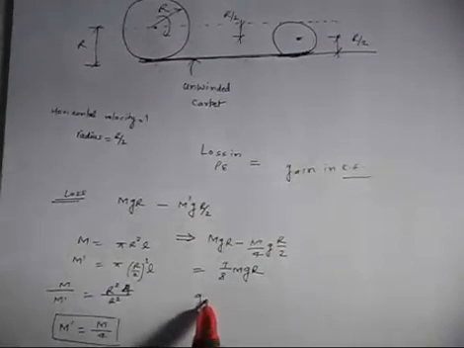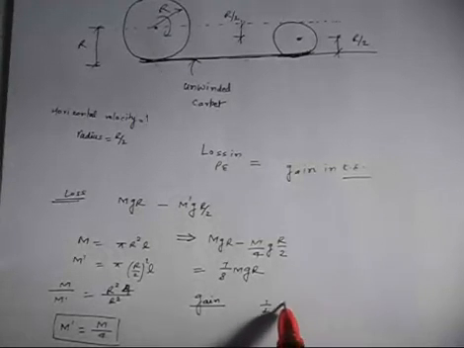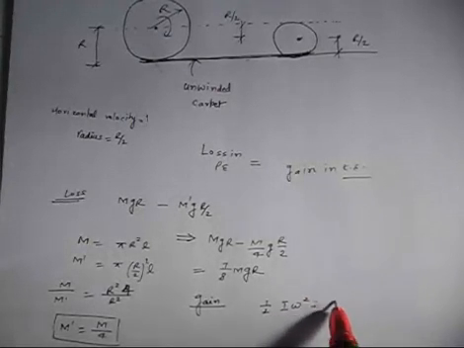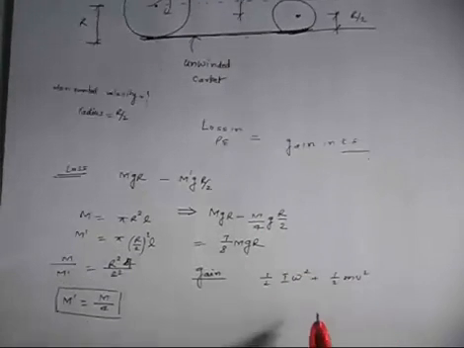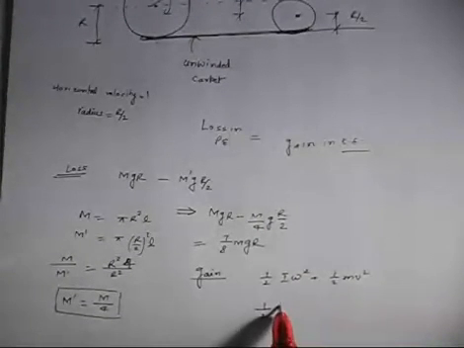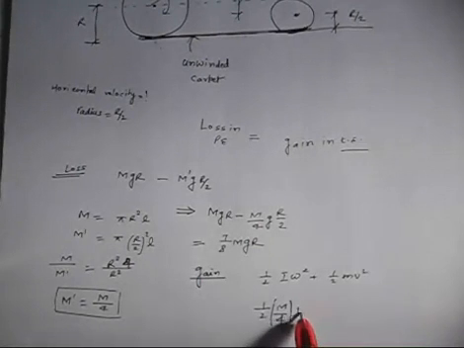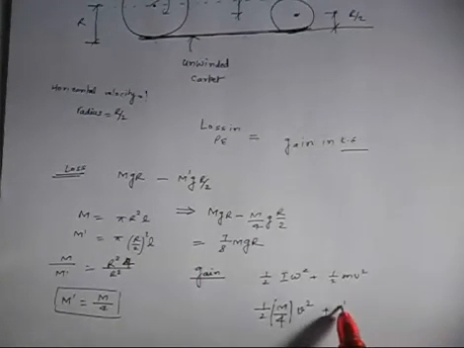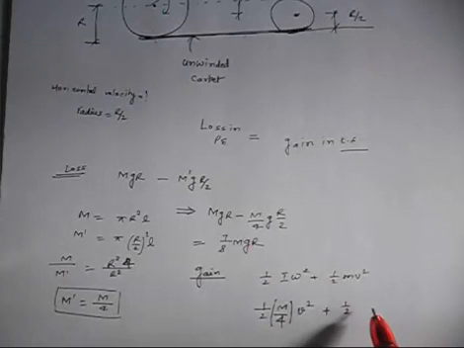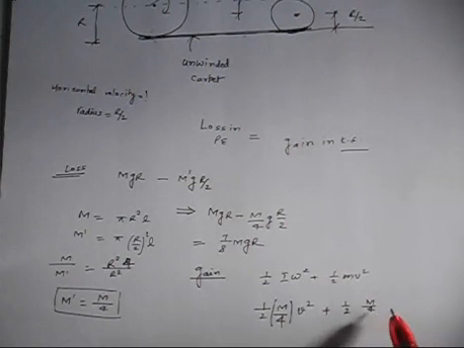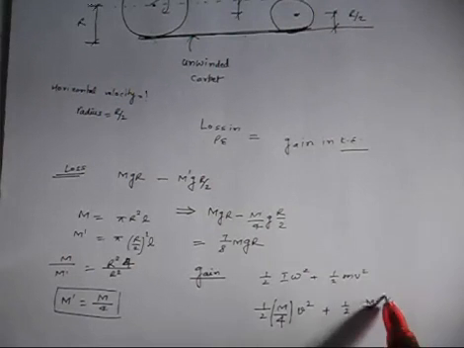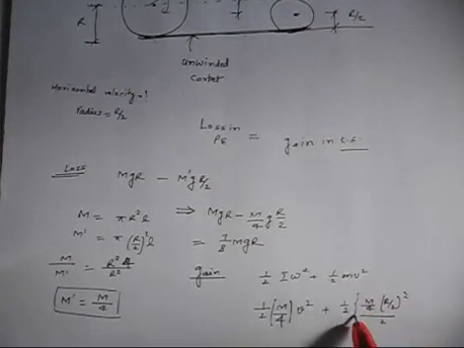Now the gain in kinetic energy is half I omega square plus half m v square, where v is the velocity of the center of mass. Here m is m by 4, and the initial velocity is 0. Half I omega square, where I is the moment of inertia of a solid cylinder, m l square by 2, with m as m by 4 and the radius r as r by 2, so I is m r square by 2.